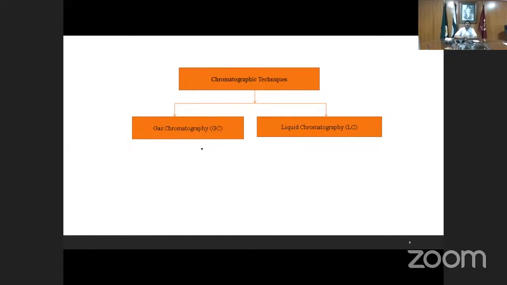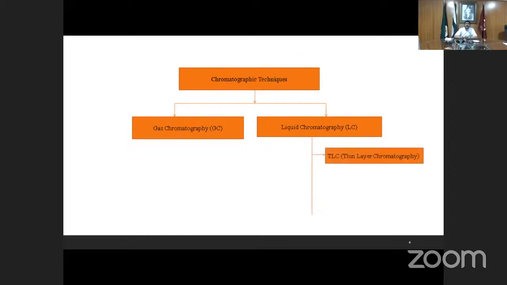The difference between these two: for gas chromatography, the analytes which we are analyzing are thermally stable and volatile. For liquid chromatography, the substance which needs to be analyzed must be 100% soluble in the mobile phase.